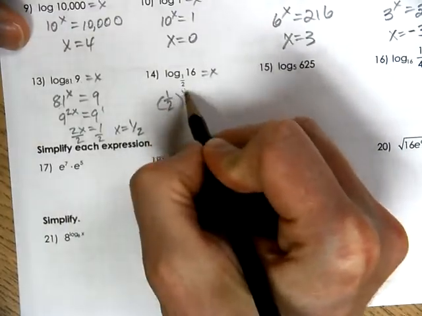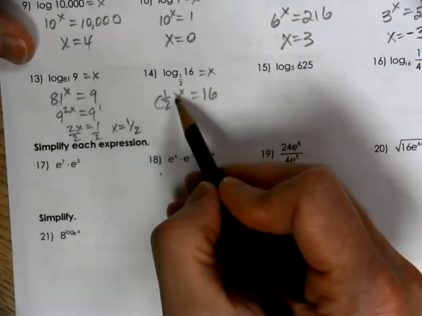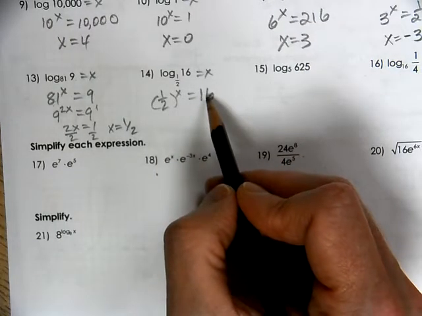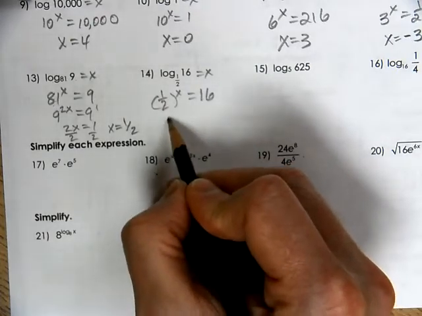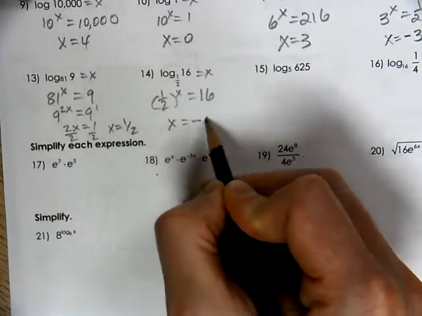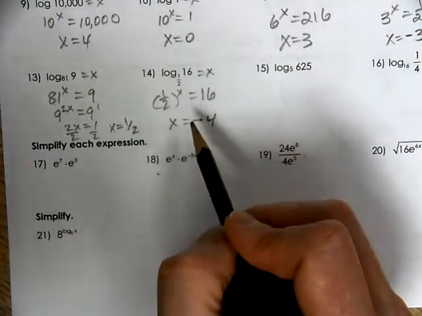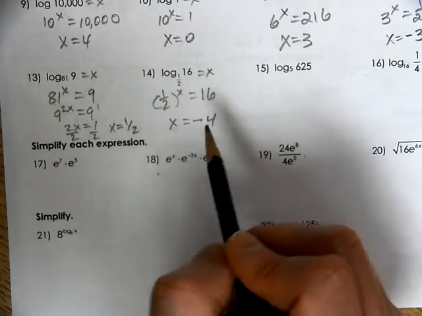We have a half to the x power equals 16. So notice there's a fraction on one side and not a fraction on the other. So we'd need a negative exponent, and 2 to the 4th power is 16. So half to what power equals 16?